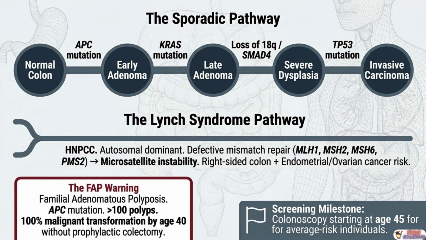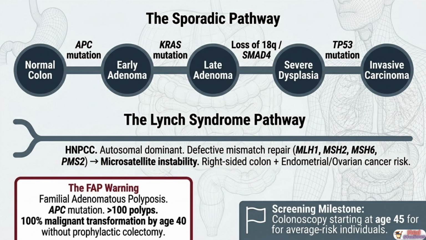Colorectal cancer is the second leading cause of cancer death in the United States, and almost all of it follows one of two well-defined genetic roadmaps. The sporadic adenoma to carcinoma sequence begins with an APC mutation, transforming normal colon into an early adenoma, followed by a KRAS mutation pushing it into a late adenoma, then loss of chromosome 18q affecting SMAD4, driving severe dysplasia, and finally a TP53 mutation completing the transformation into invasive carcinoma. APC early, TP53 late, that order matters on exams.